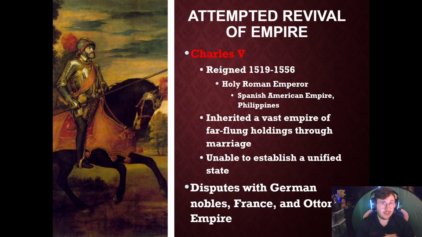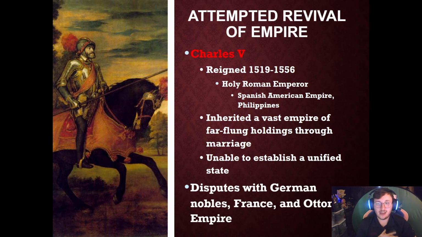So, Charles V of Spain, right? He's going to attempt a revival of the Holy Roman Empire. He's going to reign from 1519 to 1556. He's going to be the Holy Roman Emperor, and he's going to control the Spanish-American Empire and the Philippines. He's going to inherit vast empires, vast land grants through marriage. But Charles V is unable to establish a true unified state yet. But he's working toward it, and he does lay the groundwork for a united Spain.